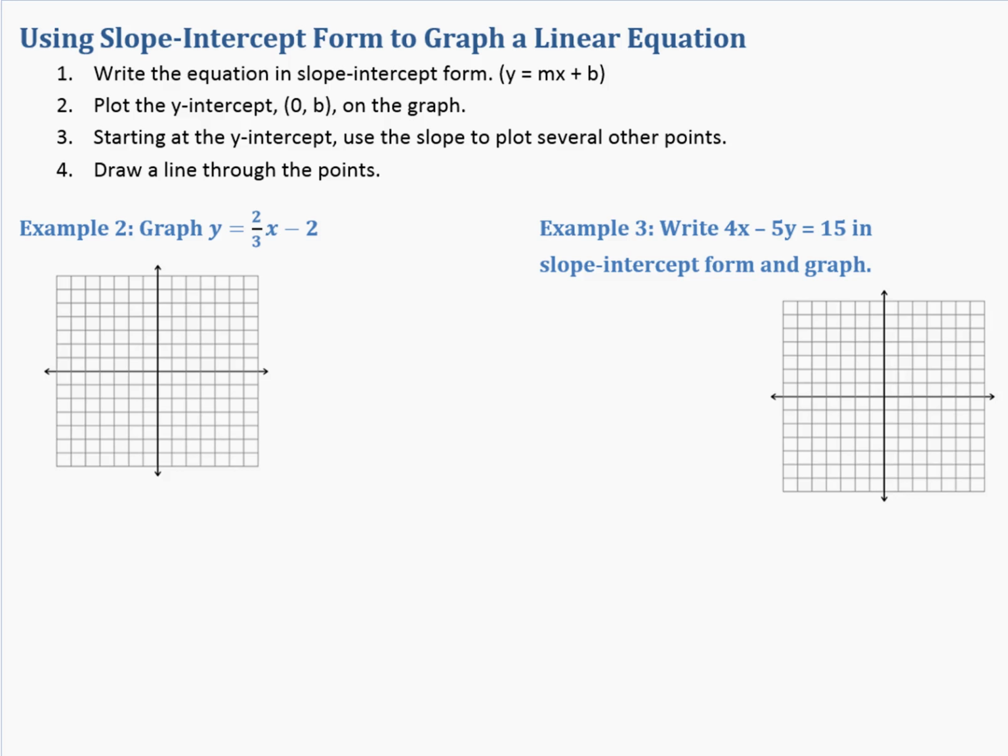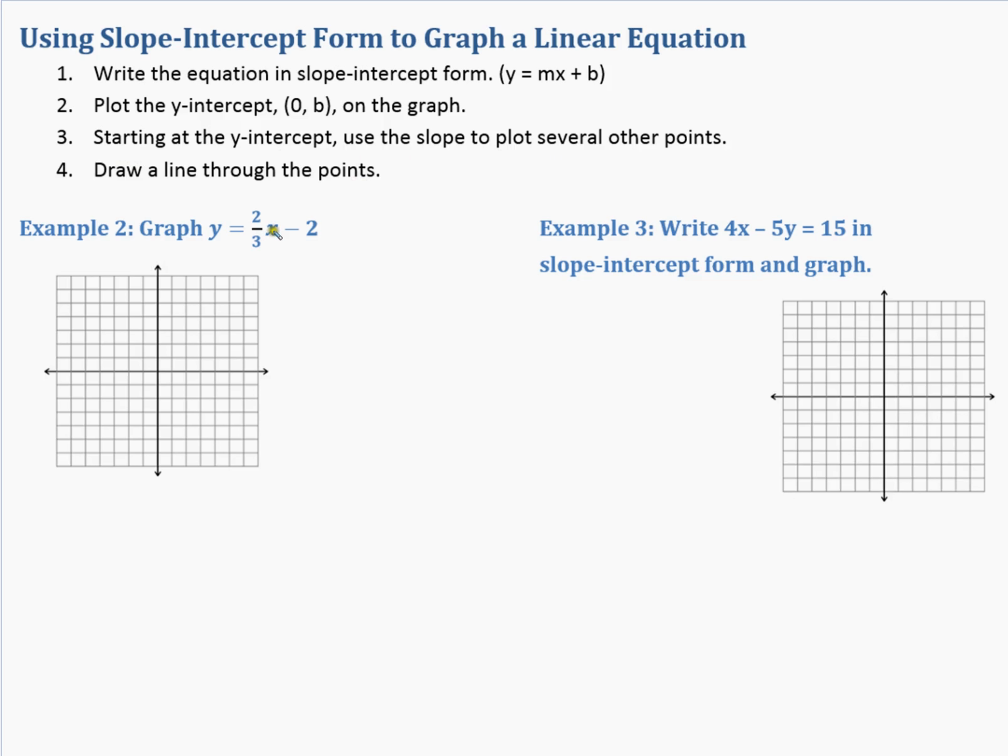So here's how we use slope-intercept form to graph a linear equation. If necessary, we write it in slope-intercept form. Sometimes it's in that form already, sometimes it's not, and we would have to change it like we did in the last example. Then we plot the y-intercept, which is 0, b. It's this number here. Remember, that's our y-intercept, so we put that on the y-axis. And then from there, we use the slope to get some different points, and then draw the line through those points.